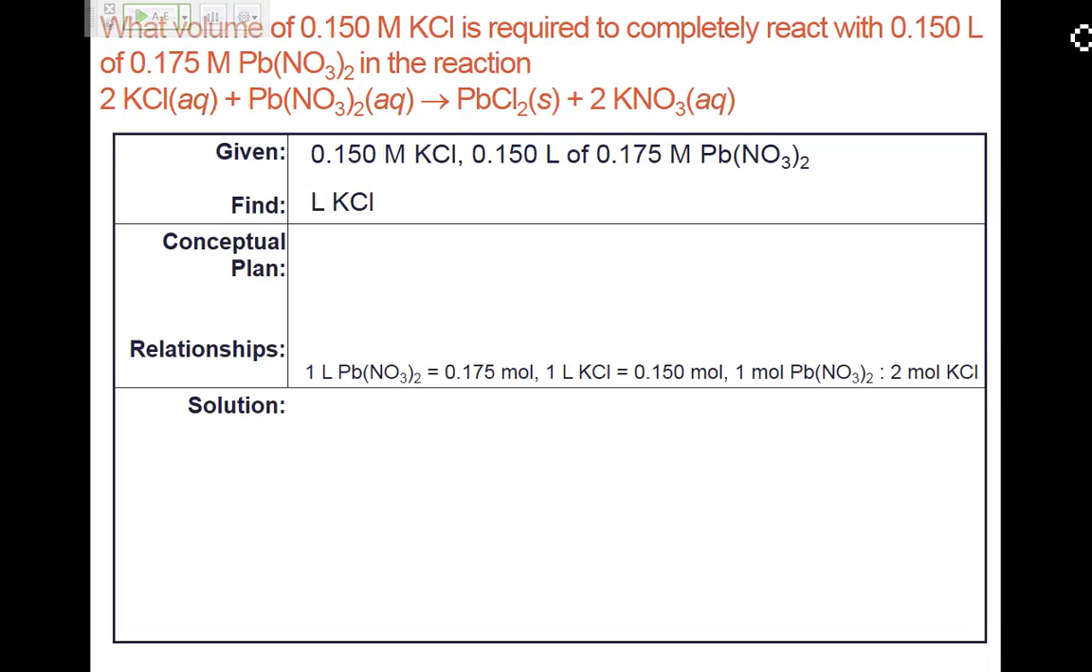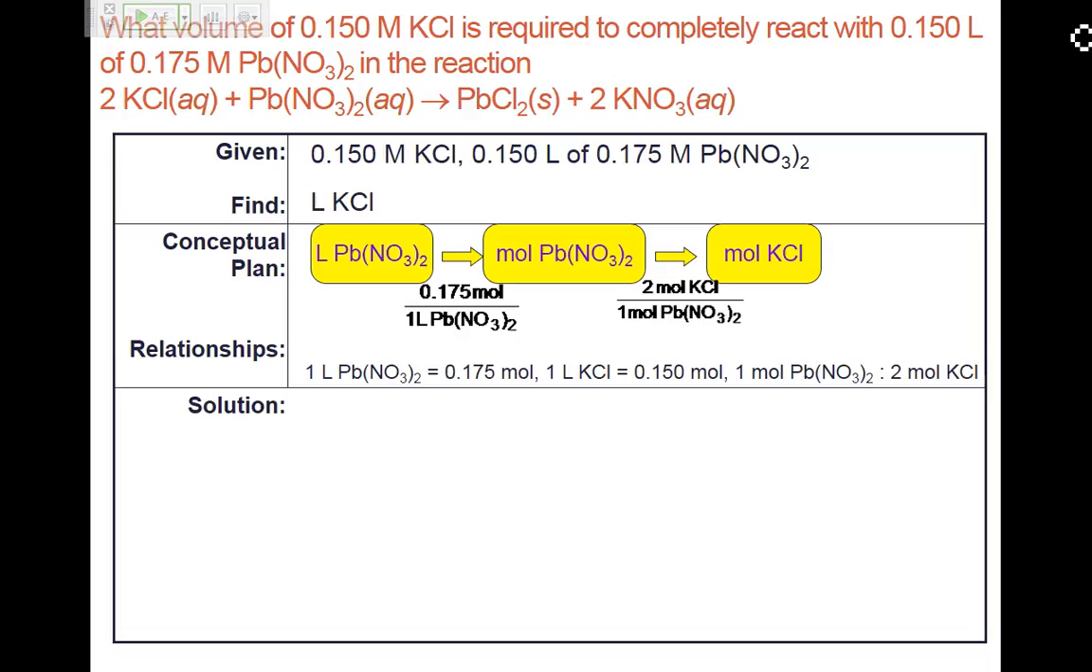I need to figure out how many moles of Pb(NO3)2 I have in 0.150 liters, because that's how much of that solution I'm using. So that's my first step. I'm going to take my 0.150 liters of my Pb(NO3)2 solution and figure out how many moles of my solute I actually have. And I can do that using my molarity. Once I know my moles of this, I know based on my reaction, for 1 mole of this, I need 2 moles of KCl to react with it. That's based on my chemical equation. So I can convert that.